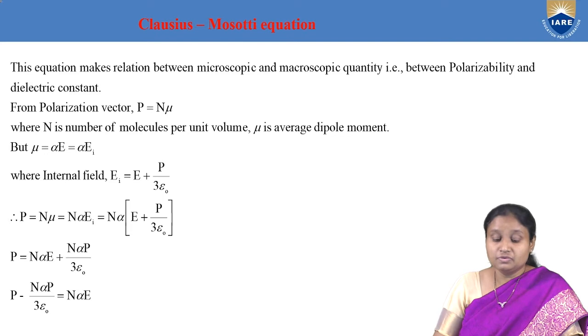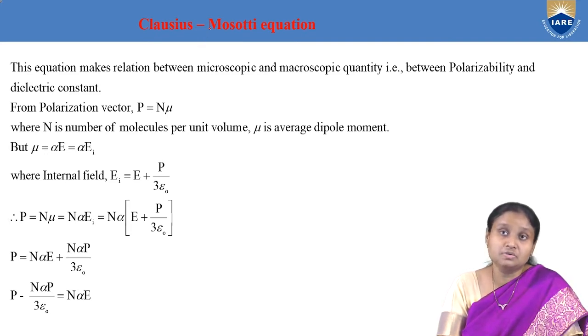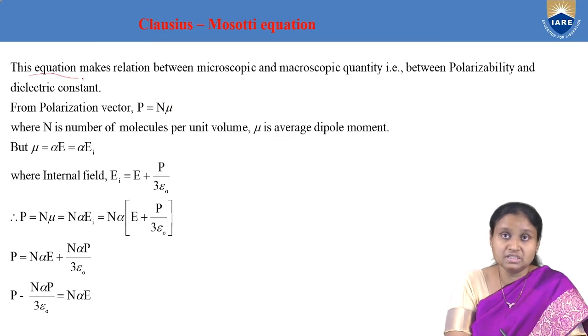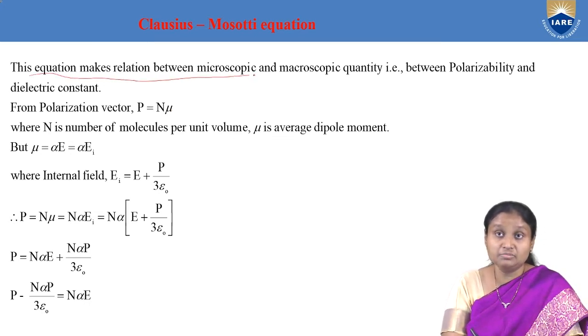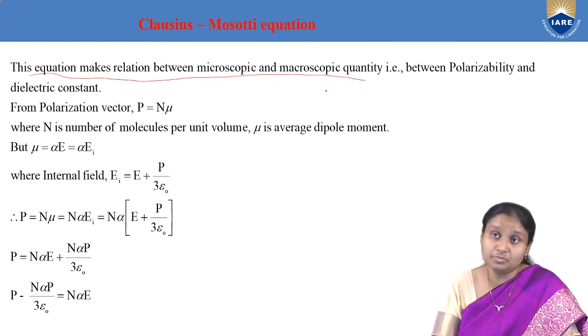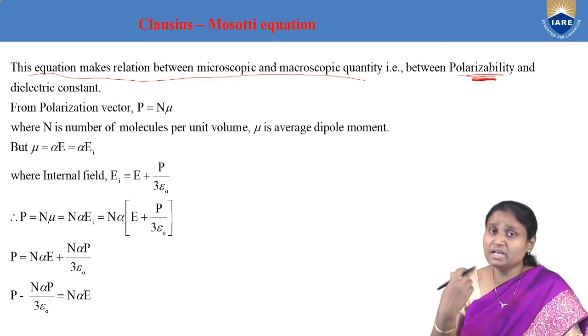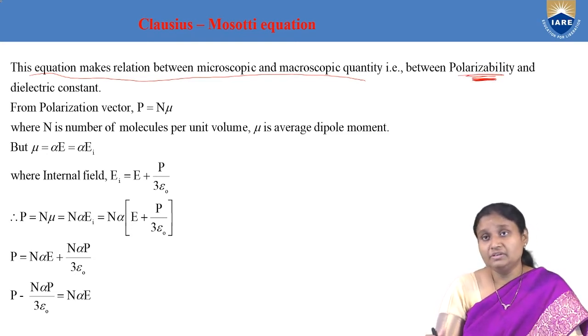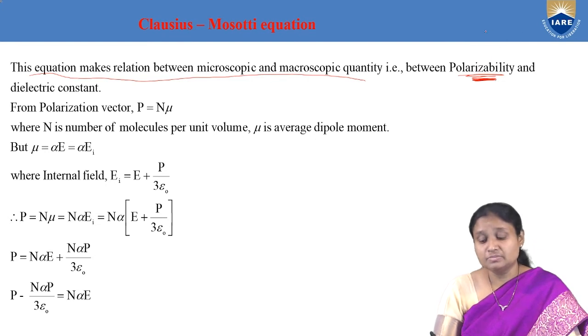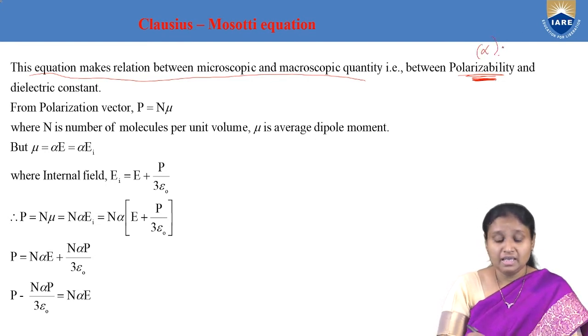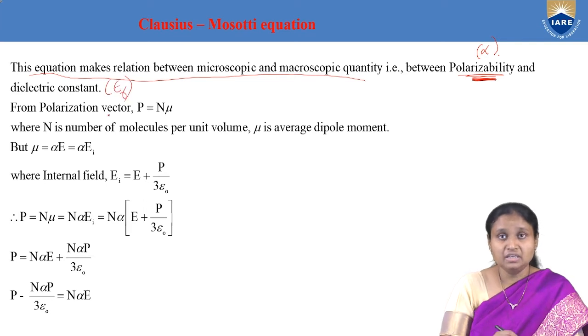Of course, this equation was derived by two scientists, Clausius and Mosotti. After them, this relation is called the Clausius-Mosotti equation. And first of all, when we talk about this equation, we say that it makes a relation between microscopic and macroscopic quantity. The polarization vector is macro. But here we are trying to get a relation between polarizability, which is denoted by alpha, and the dielectric constant, which is denoted by epsilon R.